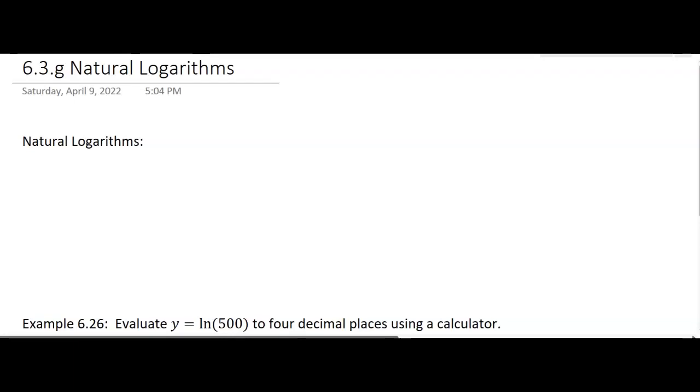So this section 6.3 is kind of a short section. We're just trying to get used to logarithms and going from a logarithm function to an exponential function and the relationship that they have. We talked about common logs, which are base 10. Now we're going to talk about natural logs. Natural logs are base e.